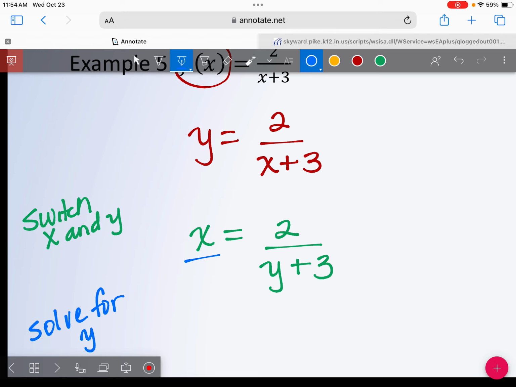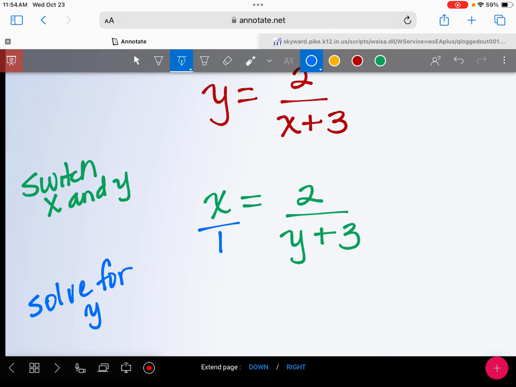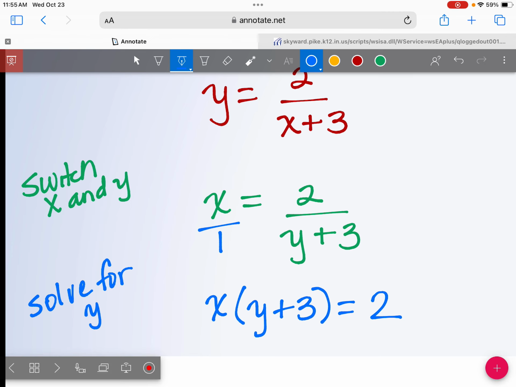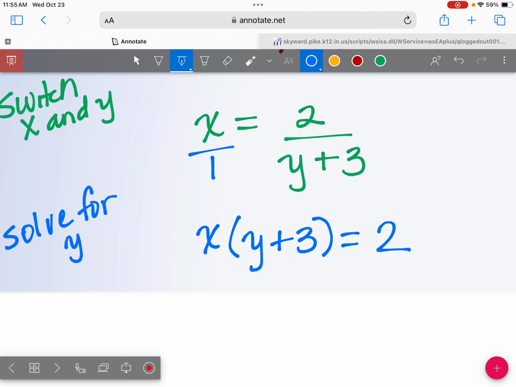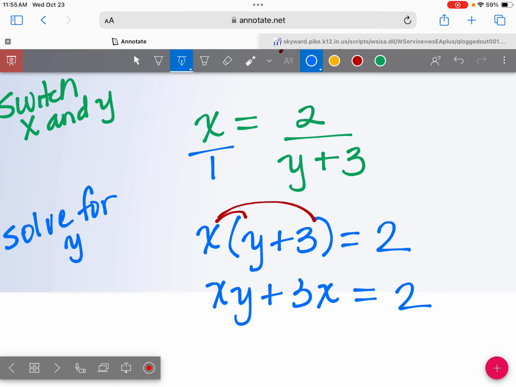I think the easiest way would be to make this a proportion. So we have x times y plus 3 equals 2. And then we need to distribute the x. So let's go ahead and distribute the x. And that'll give us xy plus 3x equals 2.